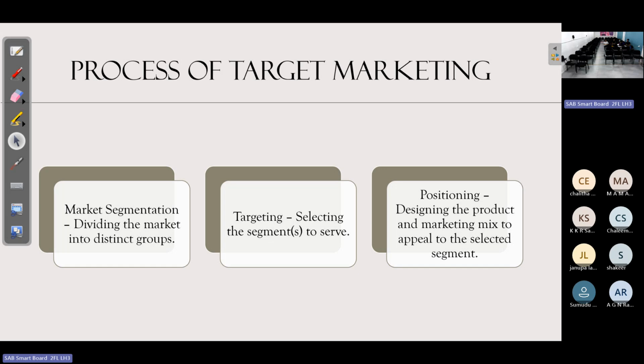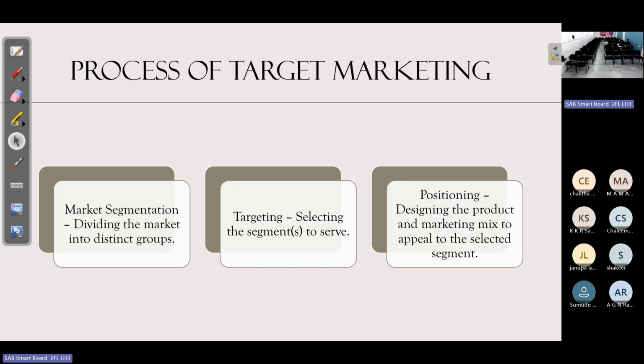Then positioning, in the sense that once we select our target market to whom we are going to serve, we are going to position our product in those customers' mindsets. Positioning means we are going to communicate to them what our product is, what values it has, and what benefits it has. Likewise, we are going to position our product benefits in the customer's mindset. That's what we call positioning. That means simply we are going to reach out to them.